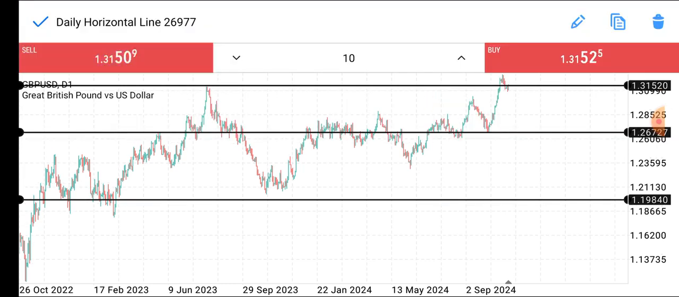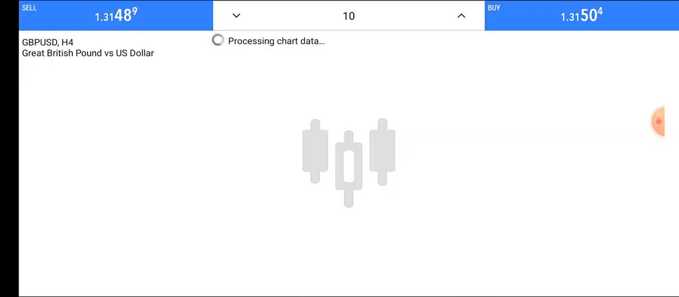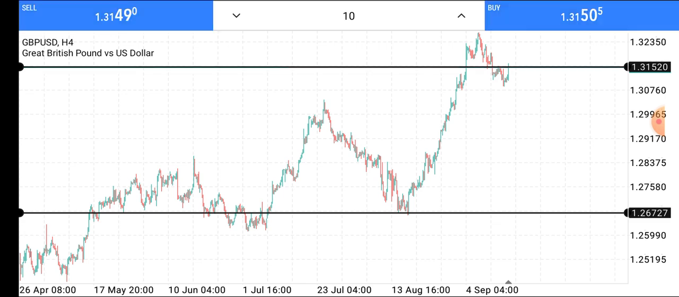So let's go over to the H4 to know what's going on in the H4. Sorry, it's loading. So remember now the market has just broken through that level on the daily time frame. That does not mean, as usual, we should just jump into that level. We need to get a confirmation from the H4 and the M15, the 15 minutes.